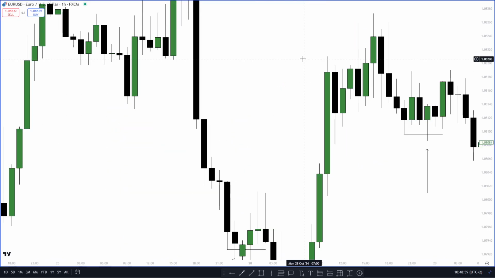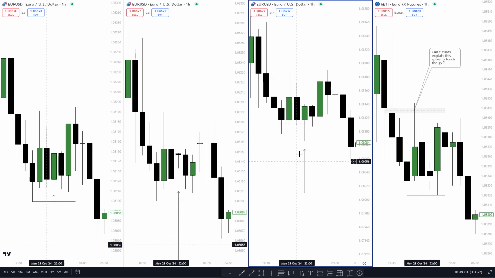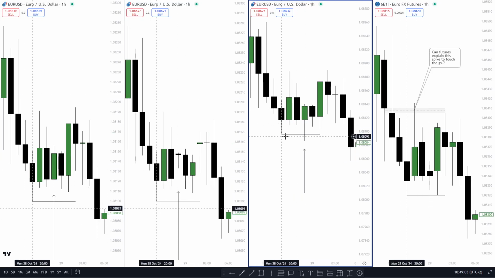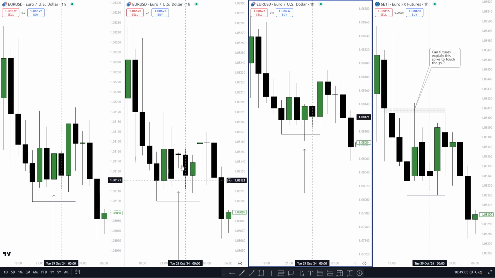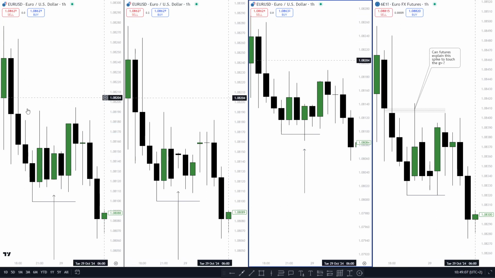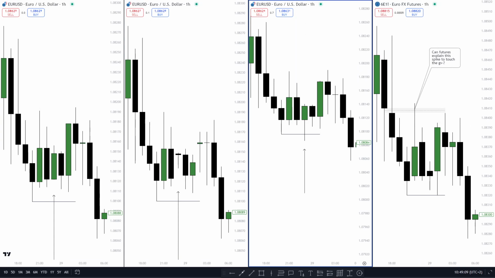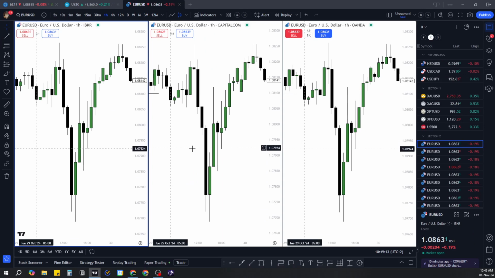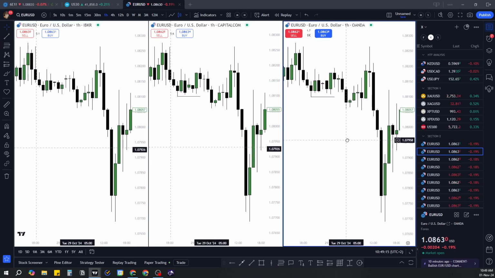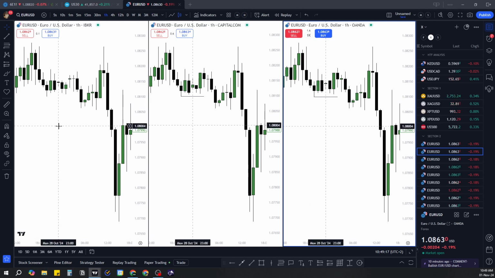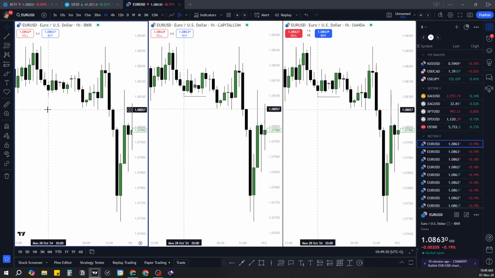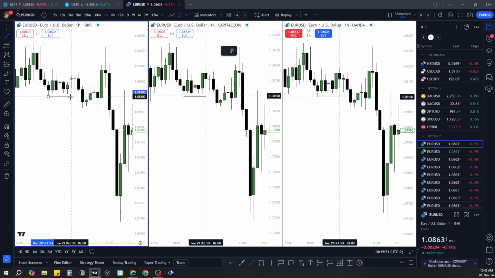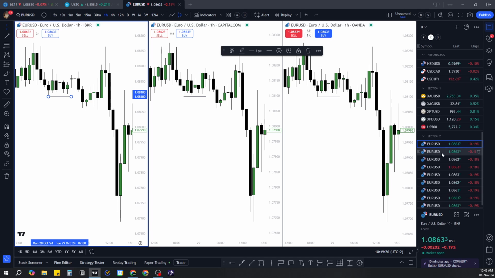This is FXCM. You can see how they swept this low, but they didn't. Okay, so every broker will do whatever he wants. This is the hour, and you can see how some kept this low and some didn't.